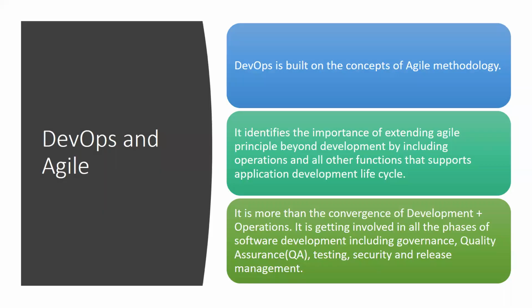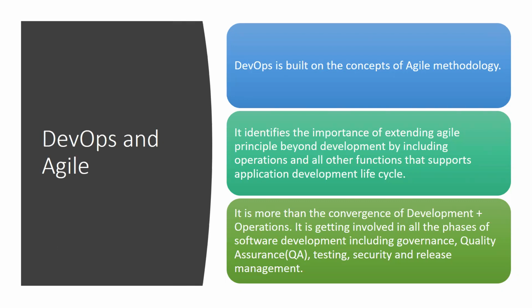DevOps and Agile. DevOps basically took advantage of the Agile methodology, so it is built on the concept of Agile methodologies. It identifies the importance of extending Agile principles beyond development by including operations and all other functions that support the application development lifecycle. Up till development, it is agile. After that, it extended it.